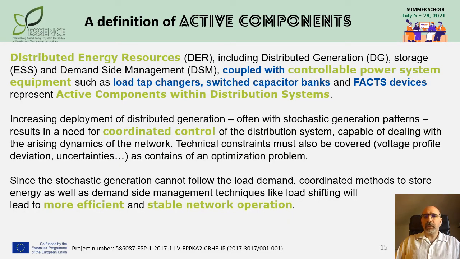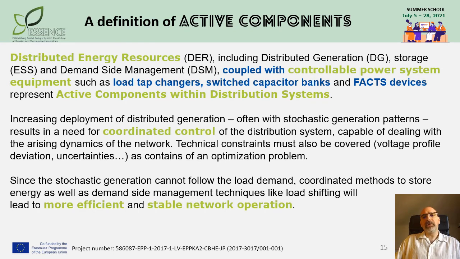At first, let's try to define what I call the active components I want to coordinate in this smart grid. Obviously, the first one we think about is the concept of distributed energy resource. There are different resources in the grid, for instance distributed generation, storage energy systems, and demand-side management, so the load, coupled with controllable power system equipment, namely on-load tap changers, capacitor banks, and FACTS devices. Both endogenous grid components and exogenous behind-the-meter distributed energy resources are called the active components inside the distribution system.